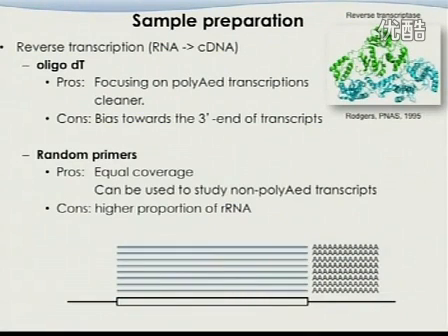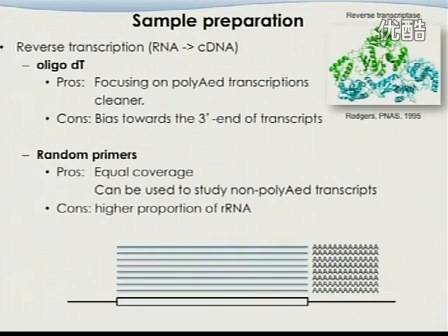Okay? So another solution for that is instead of using oligo-dT, you can use random primer. The good thing of that is there's no 3' bias. Okay? So everything is uniform. At least it's hopefully. And it can be used to study non-poly A transcripts as well. This is very, very important.